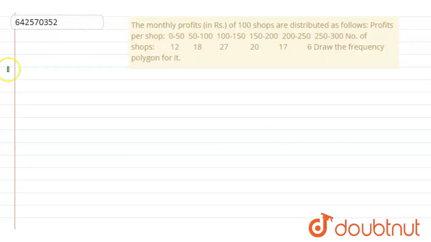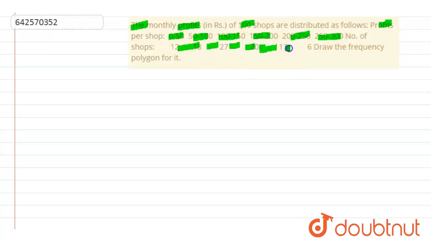So here we have a question. We can see the monthly profit in rupees of 100 shops distributed as follows, right? So profit per shop is 0 to 50, 50 to 100, 100 to 150, 150 to 200, 200 to 250, 250 to 300, and the number of shops is given to you, right? Now we have to draw a frequency polygon for it.